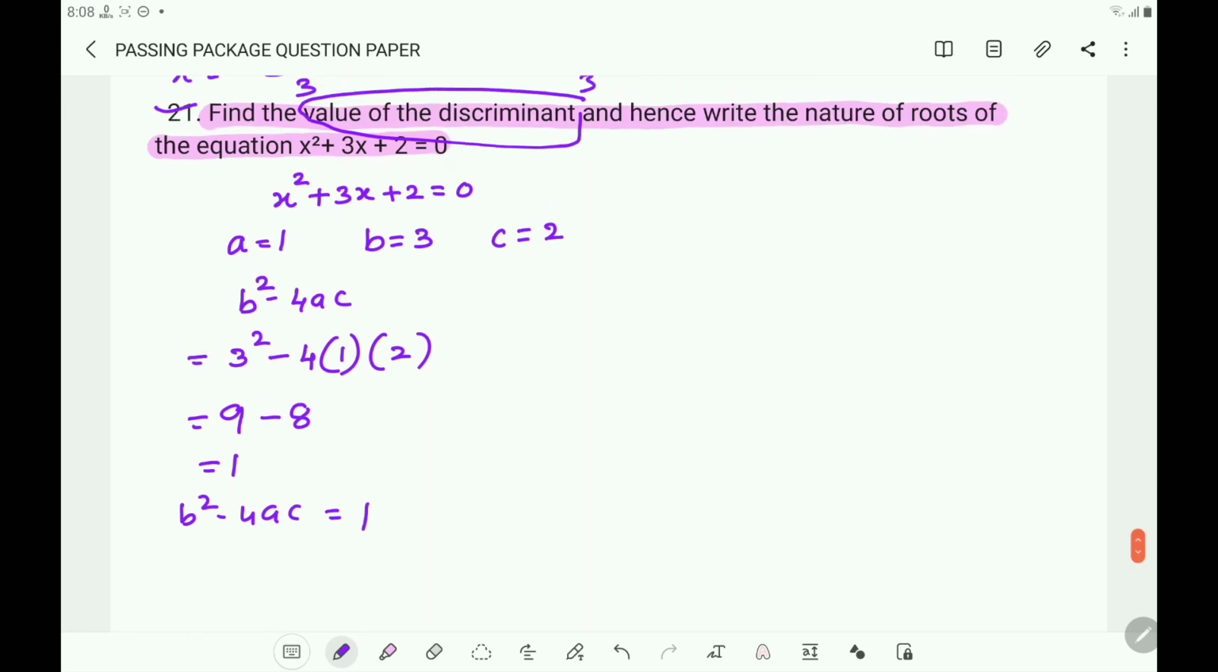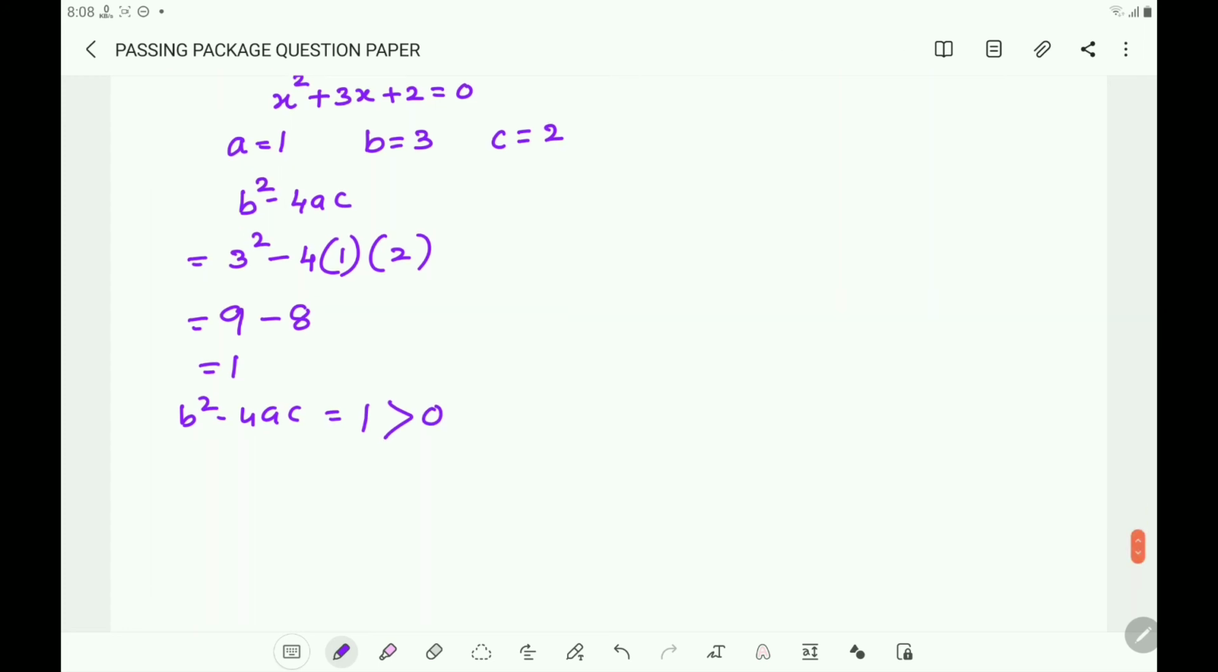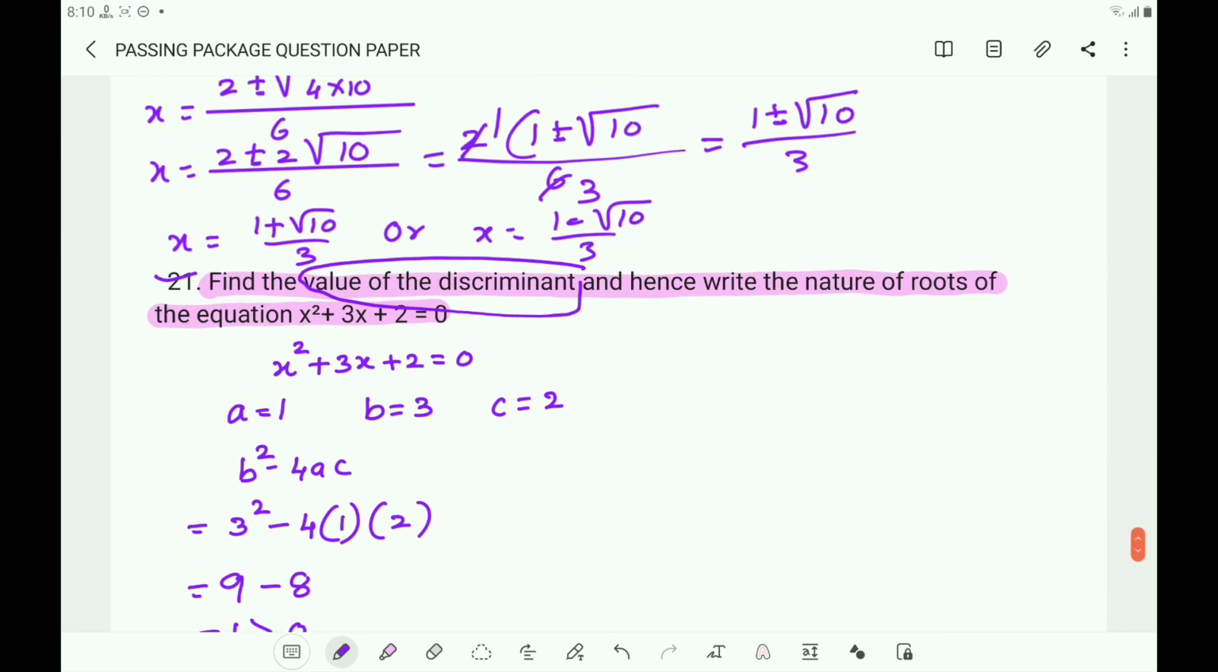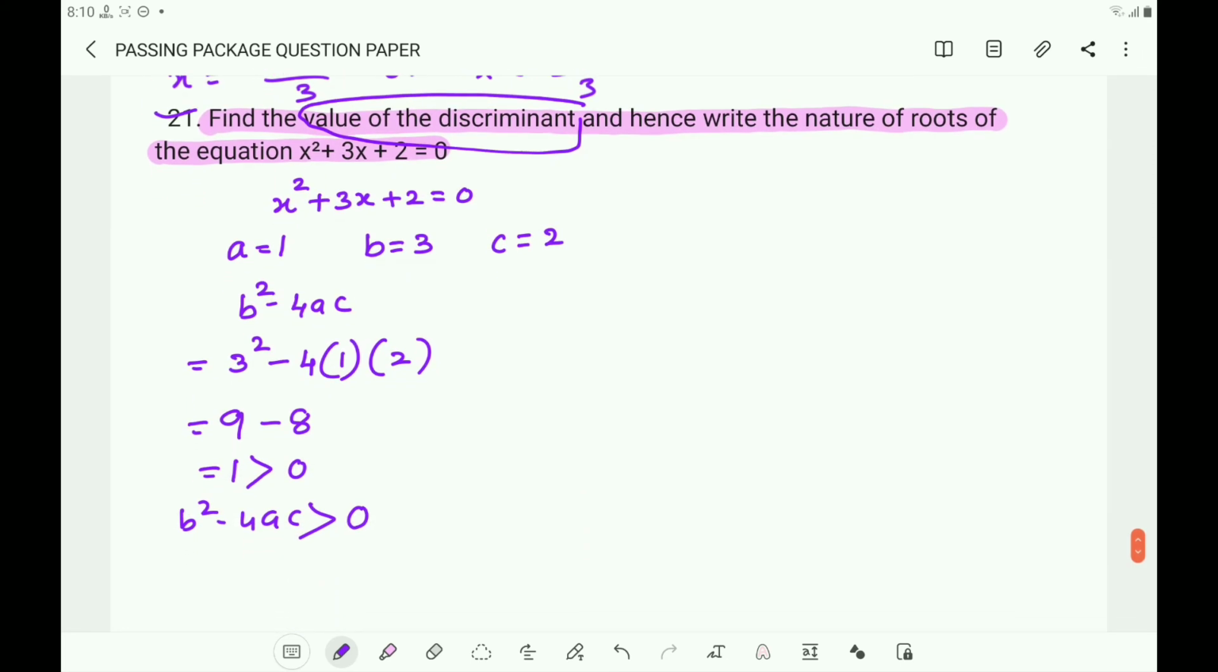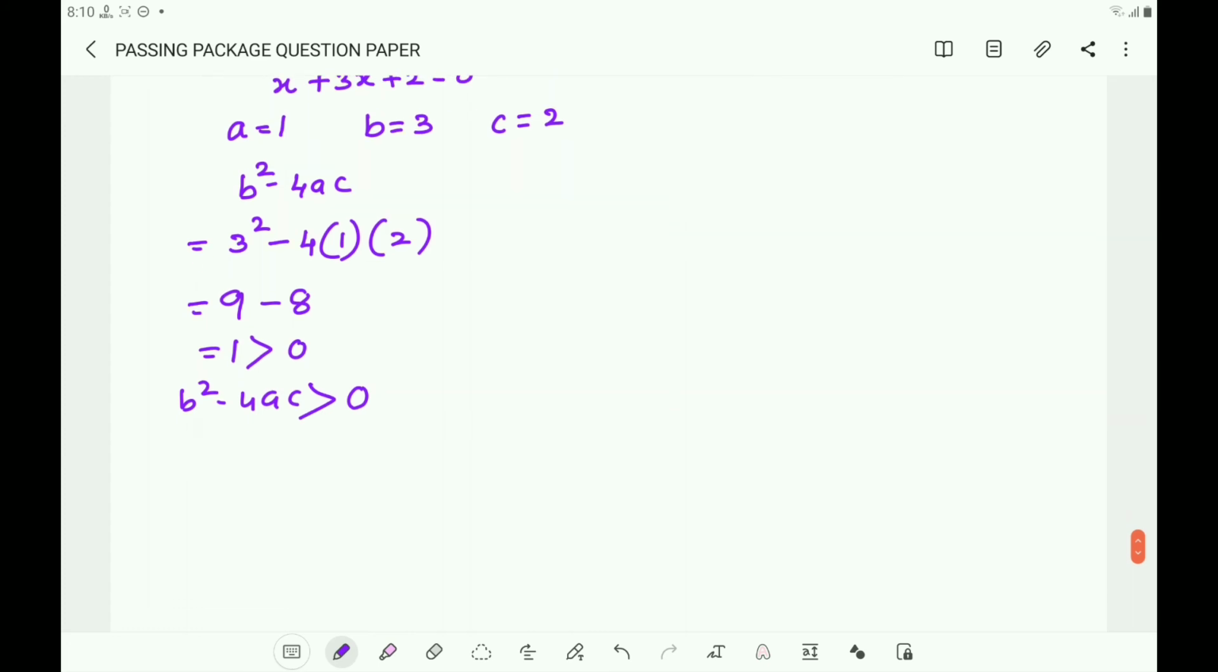The value of b square minus 4ac is 1, and that is greater than 0. If the value of discriminant is greater than 0, you know the nature of the roots. Roots are real and distinct. Therefore, roots are real and distinct.